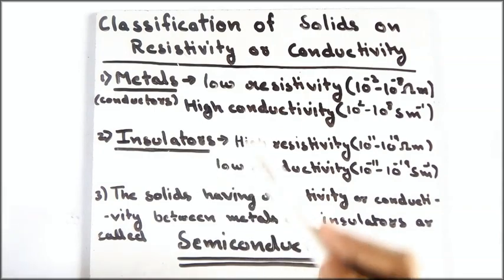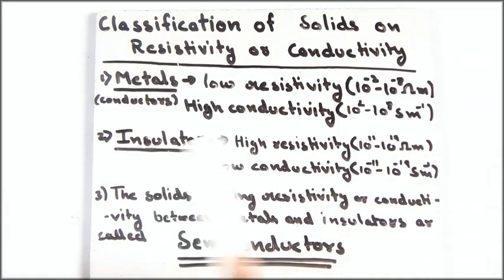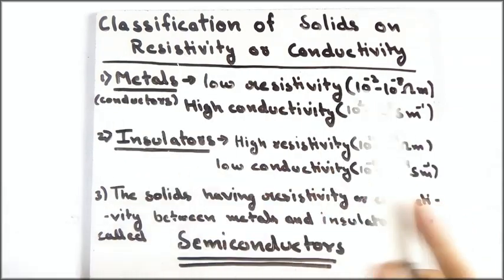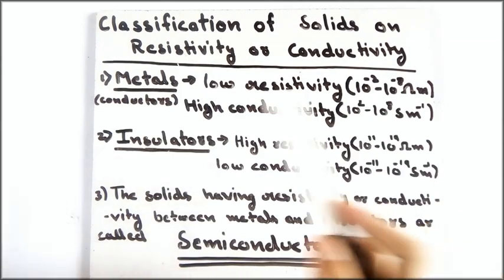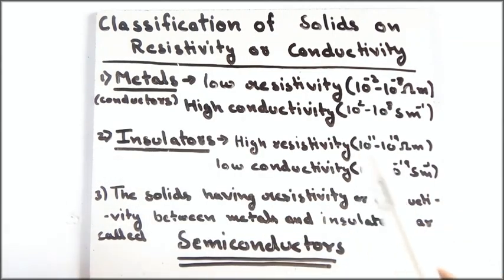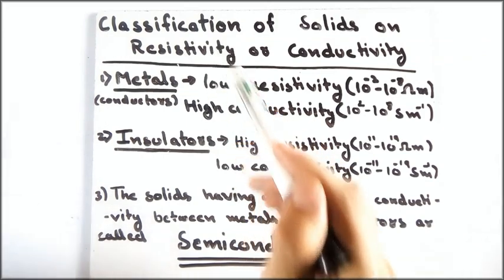Now one thing to understand: you will say insulators don't allow electrons to pass through them. They do allow electrons to pass through them, but at a really high potential difference. Like air is also an insulator, but it does allow electricity to pass through it when there is a really high potential difference.